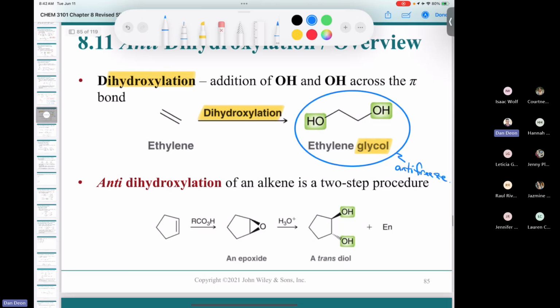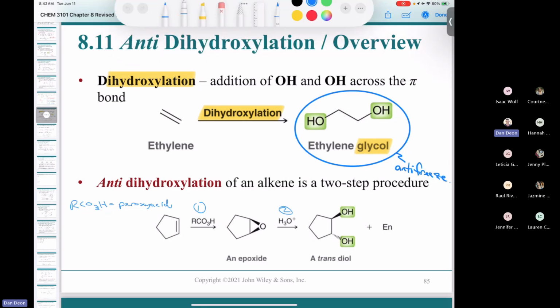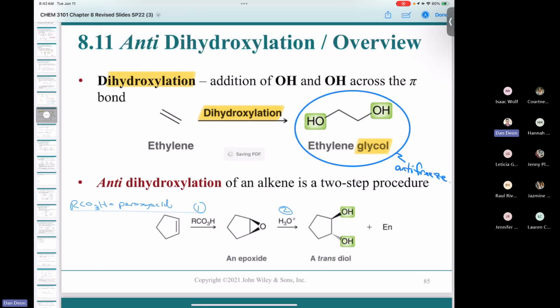There we go. So anti-dihydroxylation, it turns out, is a two-step process. The first step is to treat it with RCO3H. RCO3H is called a peroxy acid, and there are two peroxy acids that we look at. I'm going to show them to you on the next slide. The second step is just aqueous acid. In the first step, when you treat your alkene with a peroxy acid, you form what's called an epoxide.